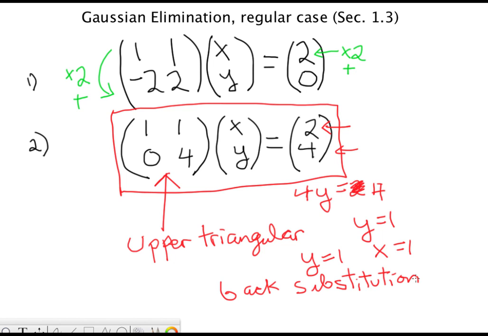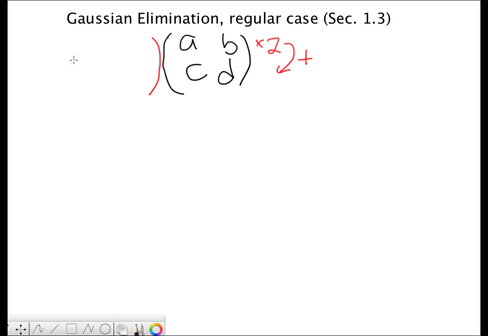Okay, so let's look at what we just did in terms of equations, and what that becomes when we think of it in terms of matrices. So here's the main point. I'll write down a general 2 by 2 matrix, A, B, C, D. And suppose you wanted to multiply the first row by 2 and add it to the second, this thing we've been doing all the time.